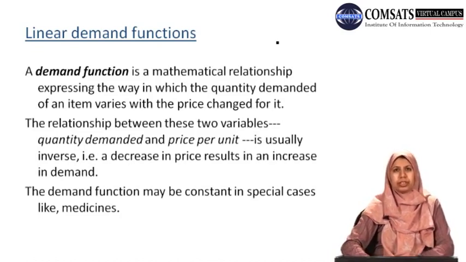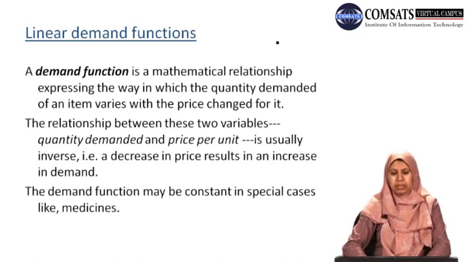So these two quantities, that is the demand and the price per unit, are inversely proportional to each other. If we increase the price, the demand for that thing will be less. If we decrease the price, the demand for that object will be more in the market. But in some special cases, the demand function may be constant. For example, in the case of medicines, no matter how high the price of the medicine is, the demand will be the same.